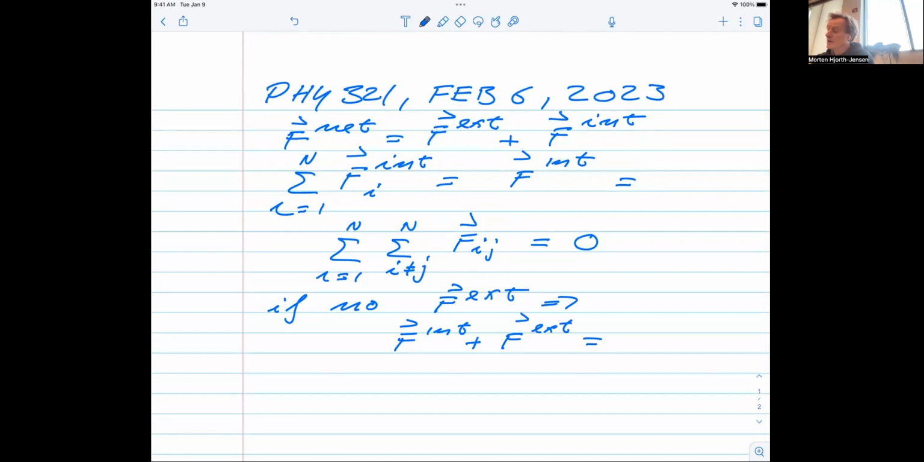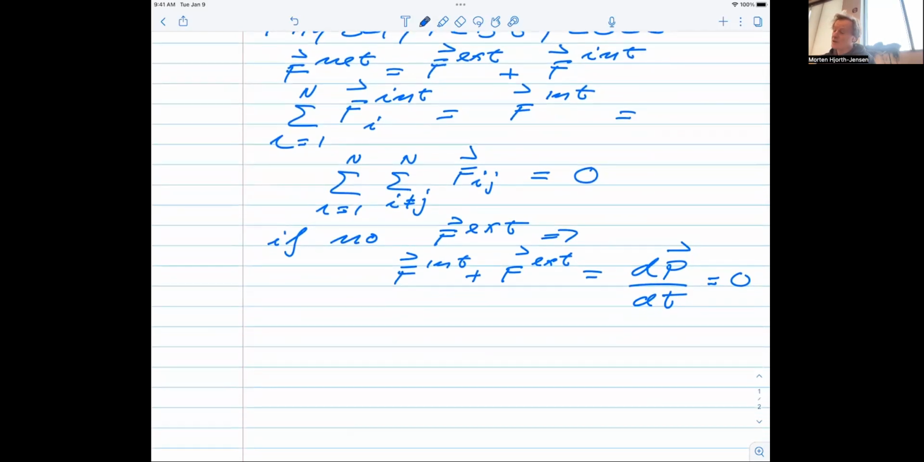is the same as the time derivative of the total linear momentum. And we have assumed that the masses are time independent. That's an important assumption we made here. And if that is 0, because we have no external forces, then we would say that linear momentum is a constant of the motion.